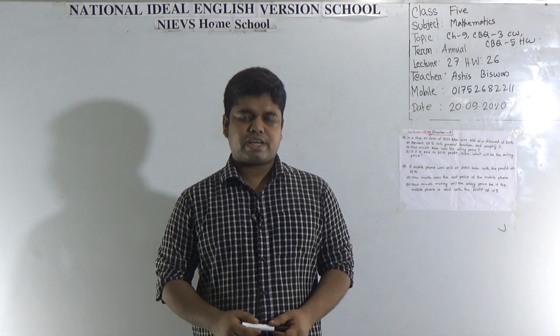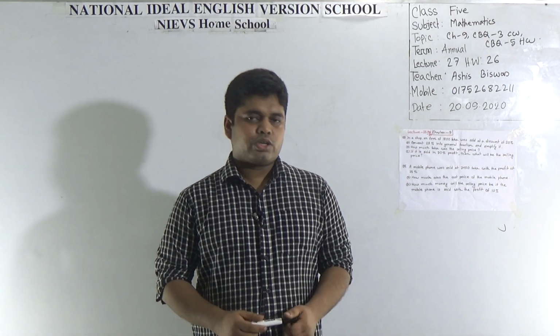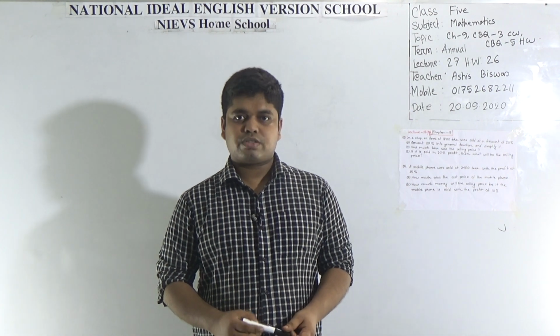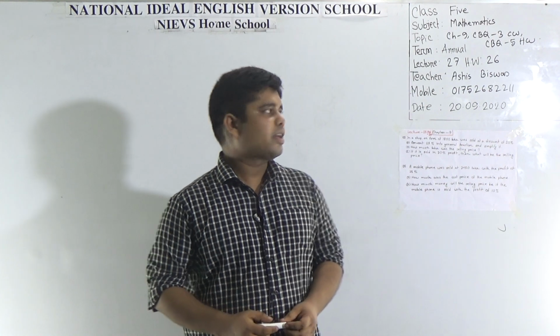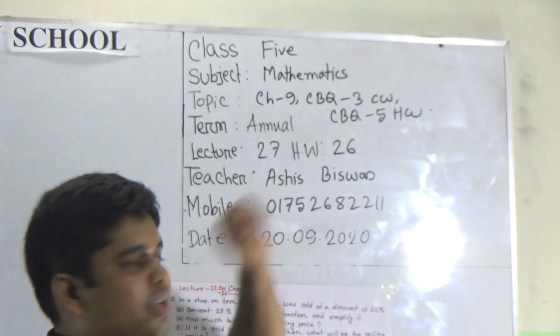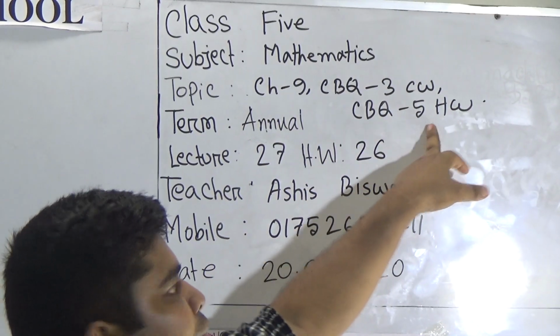I am Ashis Biswas, an assistant teacher of mathematics in National Ideal English School, morning shift. Today I am going to take a math class for the students of class 5. Our today's topic is chapter 9. In chapter 9, we shall solve two CBQ. CBQ number 3 and CBQ number 5. My dear students, CBQ number 3 will be your CW and CBQ number 5 will be your SW.